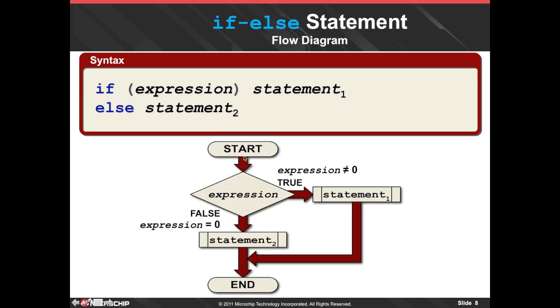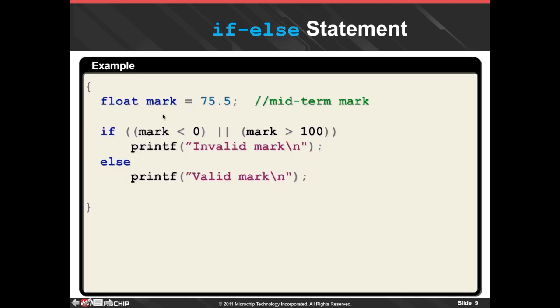Here is our flow chart. So again, we're going back to this expression being evaluated. If it's true, we execute statement 1, and then we're out. If false, we automatically execute statement 2 without, notice there's no conditional expression here. It's just that if this is true, execute that. If it's false, execute that.